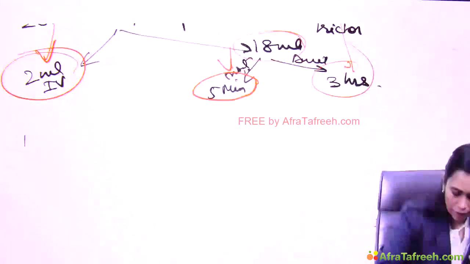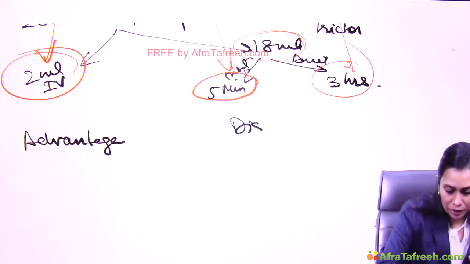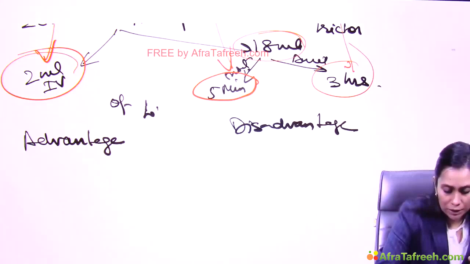And one more problem, this combination is contraindicated for the site where end arteries are located, like your finger block, your toe block, etc. Why? Vasoconstriction of end arteries, ischemia and gangrene would result. Got it? So what is the advantage and disadvantage of adding vasoconstrictor? Advantage and disadvantage of local anesthetic plus vasoconstrictor.